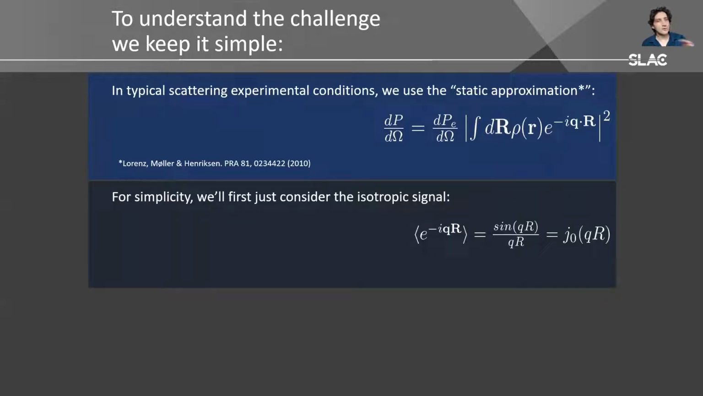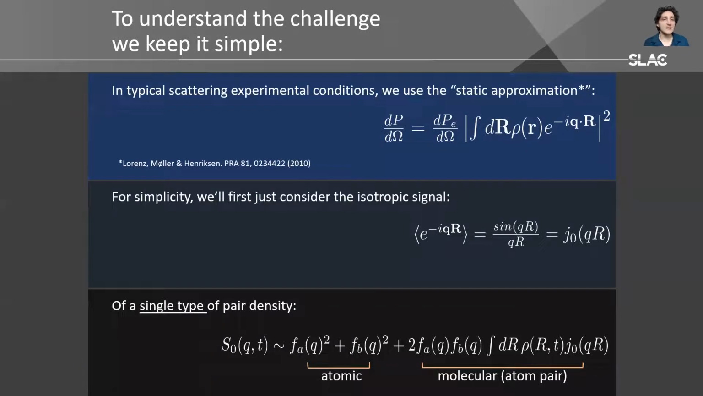So we'll do the same. We'll simplify by averaging over all angles and discuss only the isotropic scattering part. This still captures all the dynamics. And we can further simplify and assume only a single type of pair density. The scattering information out of that is made of 2 parts. The first part is the atomic form factor, which is time independent and can be subtracted in pump probe experiments. The second part is the molecular scattering, which contains the information about the pair distance in real space.